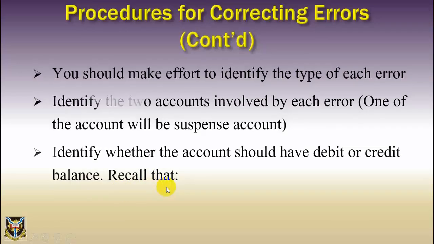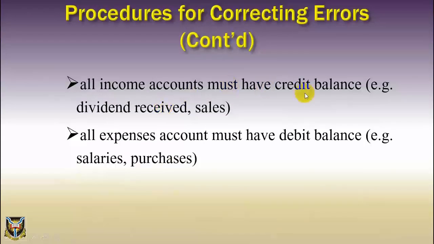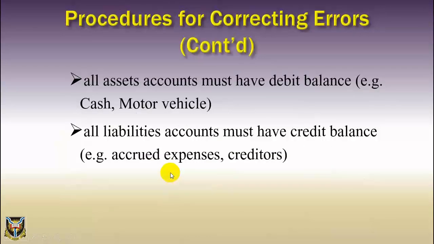Recall that all asset accounts must have debit balance, e.g. cash, motor vehicle. All liability accounts must have credit balance, e.g. accrued expenses, creditors. All income accounts must have credit balance, e.g. dividend received, sales. All expenses accounts must have debit balance, e.g. salaries, purchases. 4. Determine whether the error has overstated or understated the balance in each account.